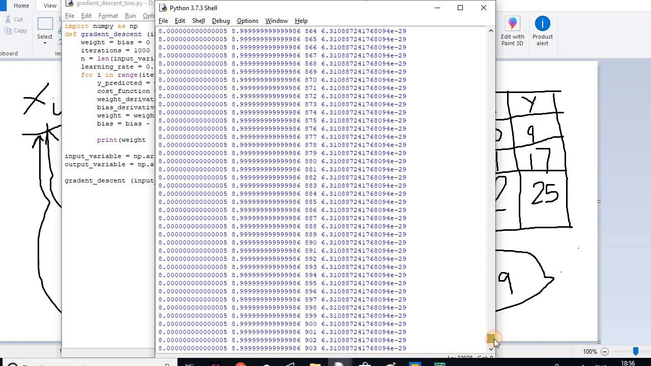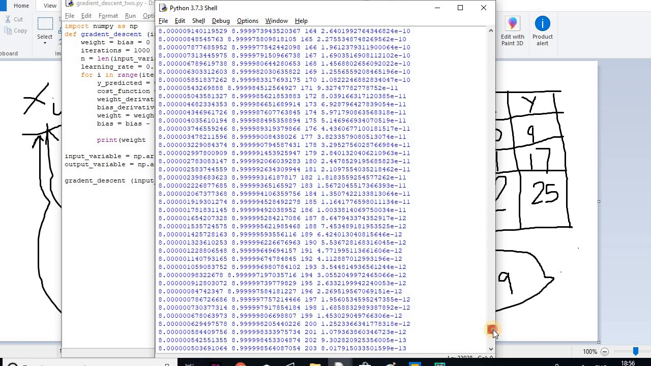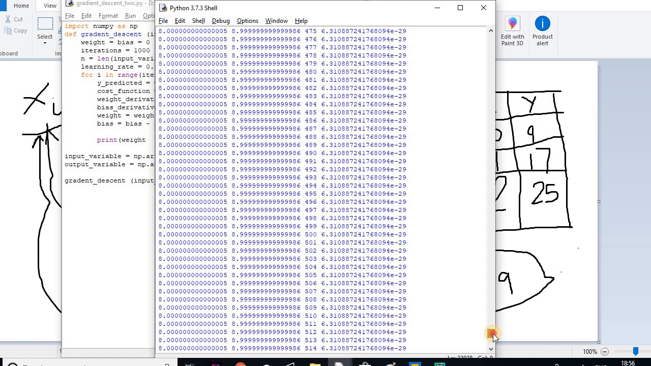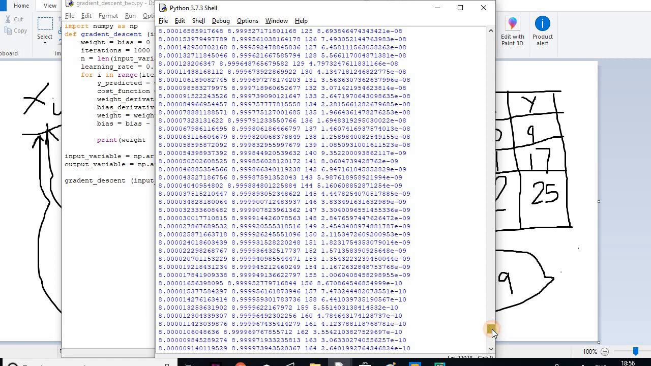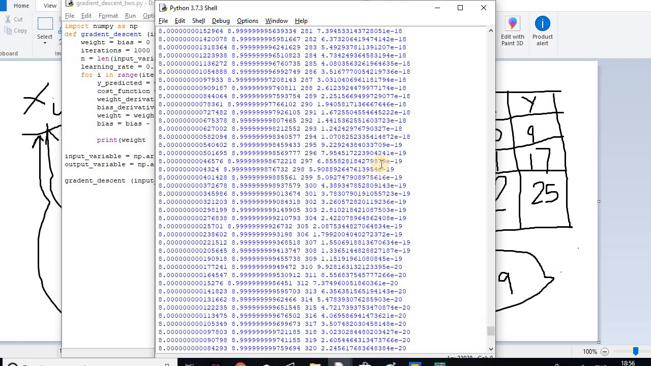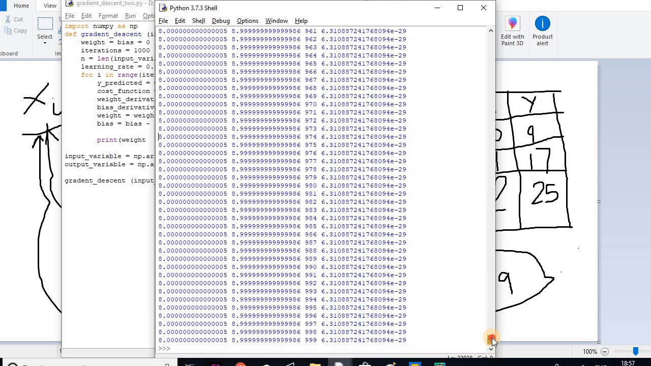If you see the previous values, it is minus 10, minus 14, minus 19, so minus 19 is bigger than minus 29. So our final value is minus 29, it is decreasing, so it is a negative exponent, e raised to minus 29. It started with minus 8, minus 9, then minus 13, minus 20, and finally the cost function is decreasing at this value.